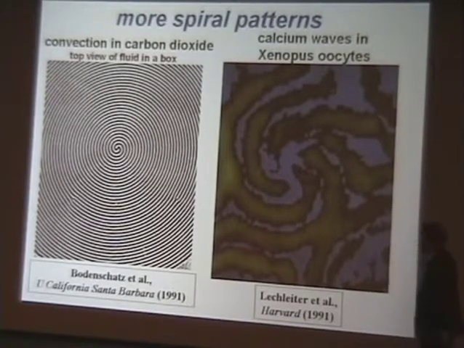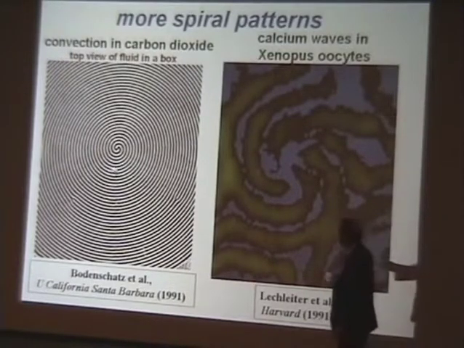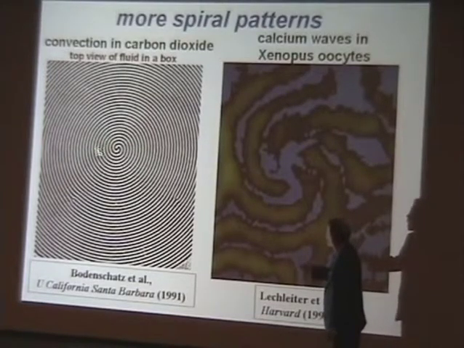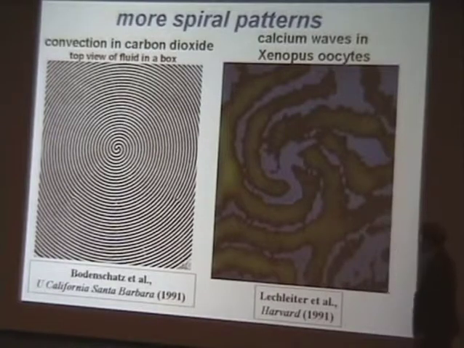stripes or in a hexagonal pattern, this is a picture looking down on this box of fluid, and the investigators, Bodenschatz and others, found that you get spirals which rotate. So it's a rotating spiral pattern.